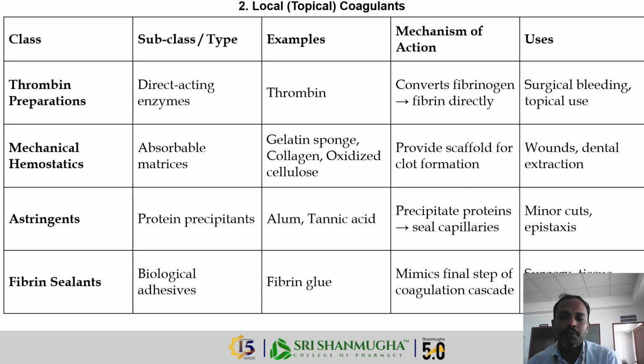It is used for wounds and dental extractions. Then we have astringents, generally called protein precipitants. We have alum and tannic acid, which help in precipitation of proteins, which seals the capillaries, and they are useful for minor cuts as well as epistaxis. Fibrin sealants are biological adhesives, fibrin glue, which mimic the final step of the coagulation cascade. They are useful for surgical procedures.